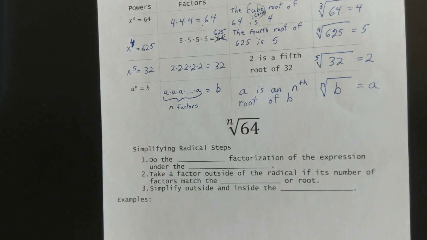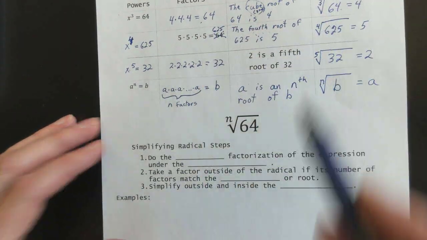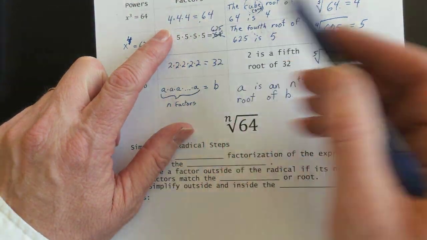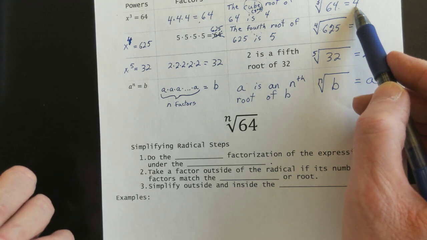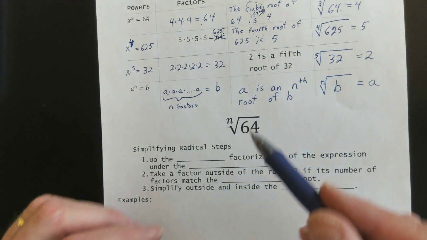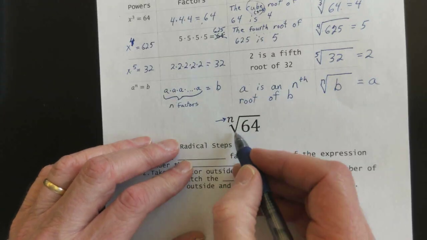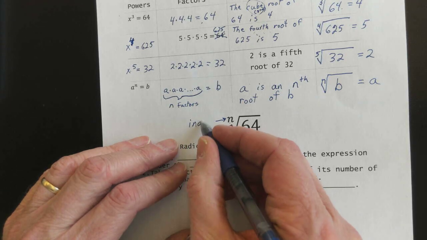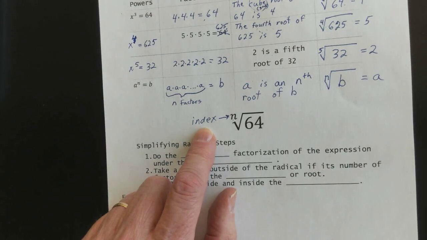Everybody got the table filled in? So far, so good. That's just to get us to understand the connections of what these roots are asking for. If 4 times 4 times 4 is 64, the cube root of 64 is 4. All right? So, this little number inside this nook for the radical sign is called the index. So vocabulary here, guys. That little number is the index.